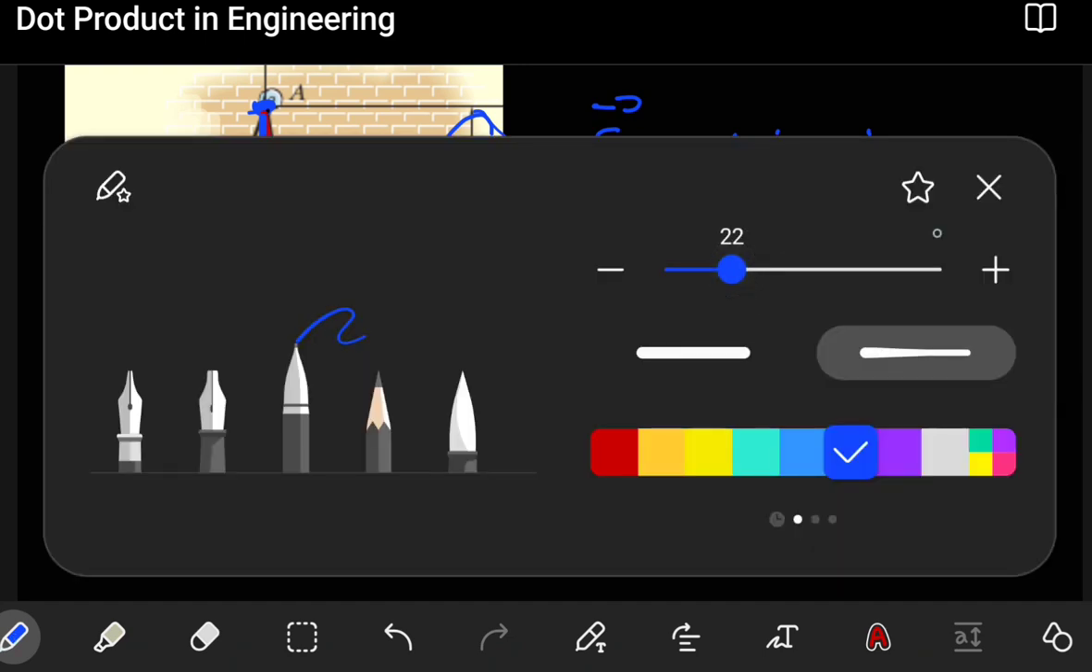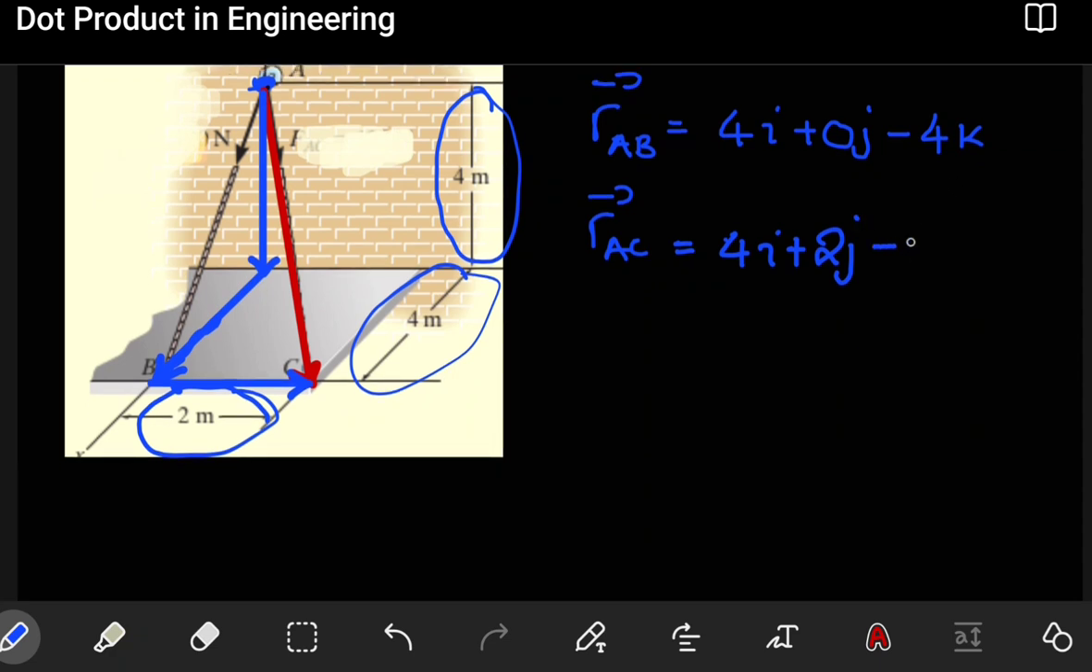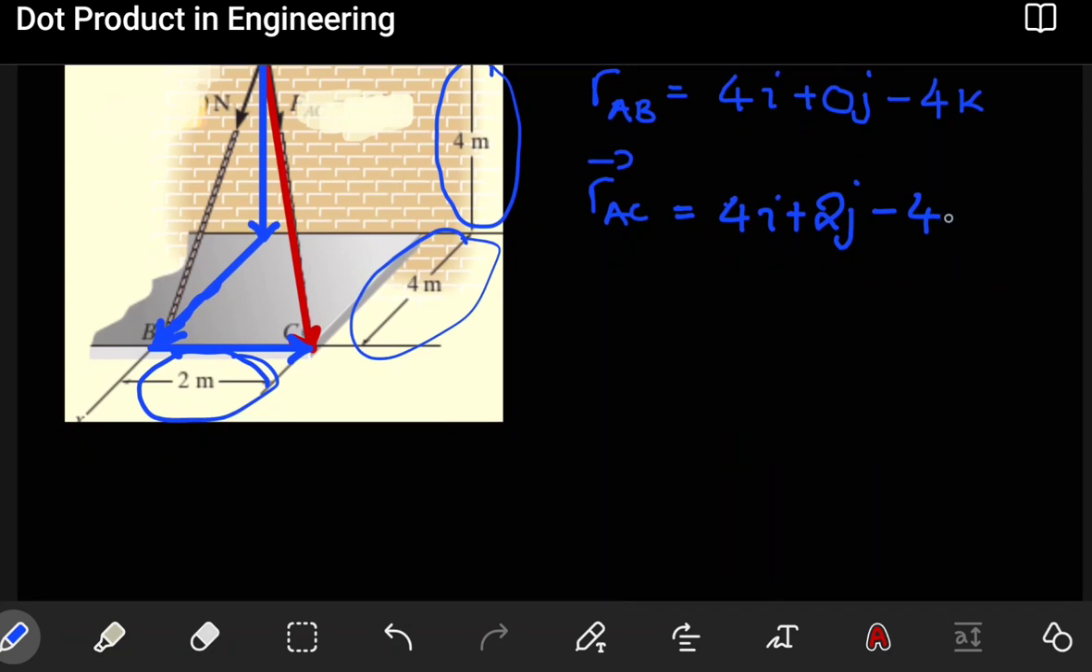So if we were to write that down, we'll start with the x-axis. In the x-axis, it is positive, and it's a 4 again. So we have 4 in the i direction. Next, in the y-axis, we did the 2 meters, and it is also pointing in the positive y-axis. The first one was in the positive x-axis, the 4. The next one is in the positive y-axis, the 2. But in the z, we still did that same 4 meters, and it was downwards, so the negative.